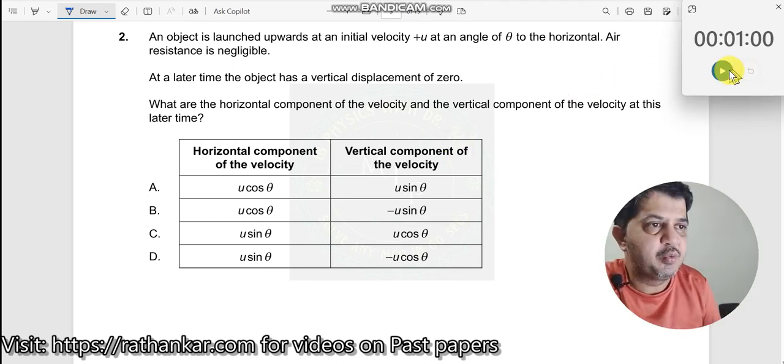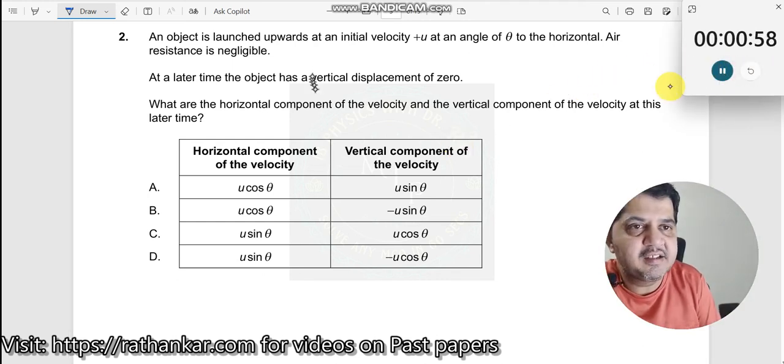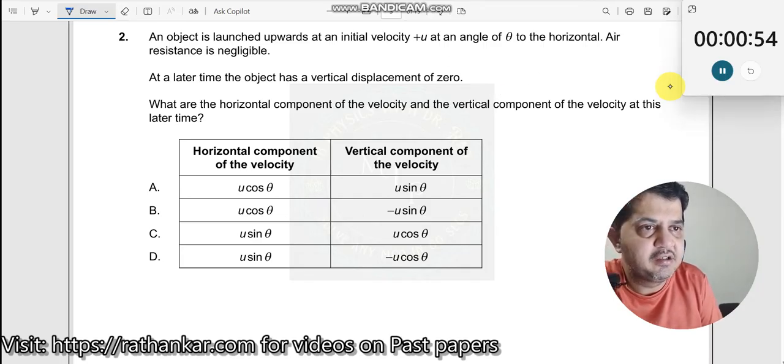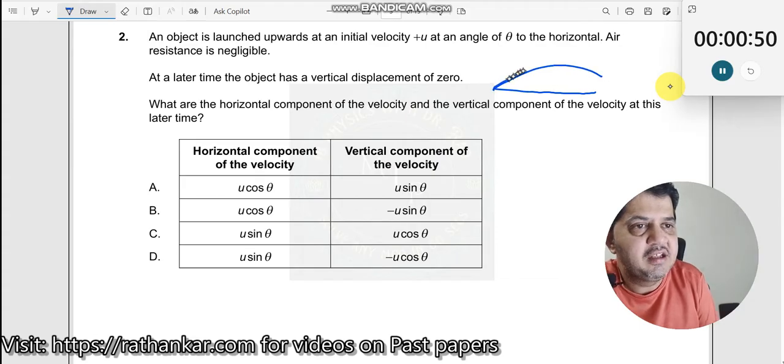Question number 2. An object is launched upwards with an initial velocity u at an angle theta to the horizontal. So what is this actually? Projectile motion. This is your projectile motion. This is your initial velocity. This is your angle theta. Air resistance is negligible.